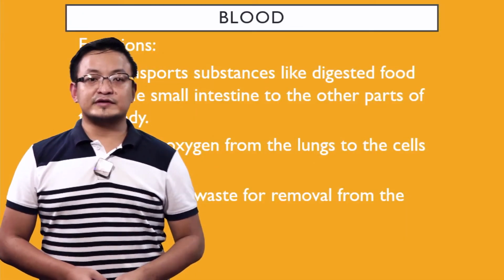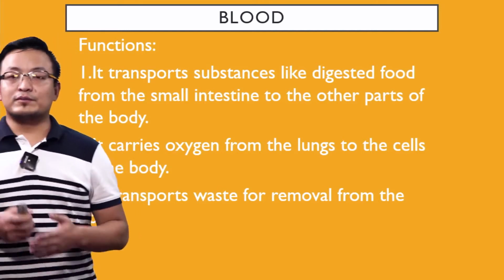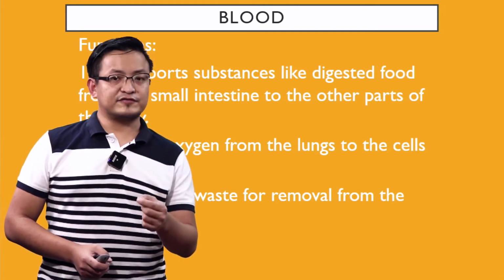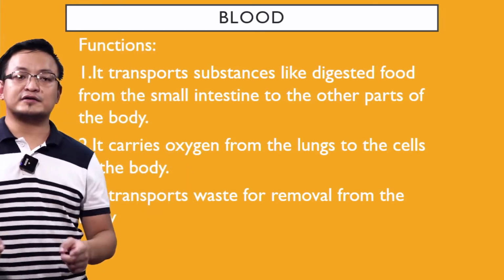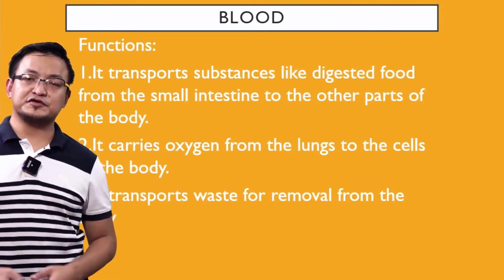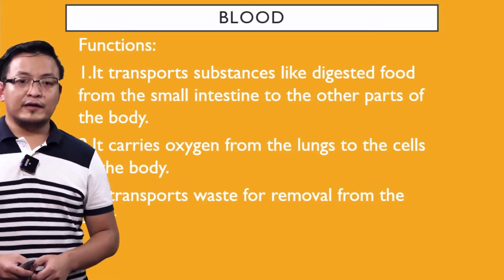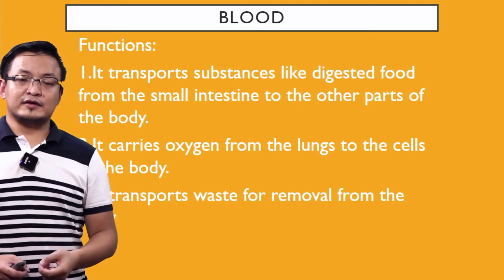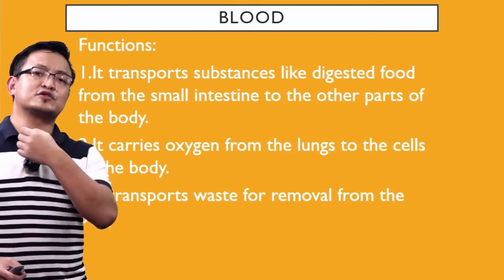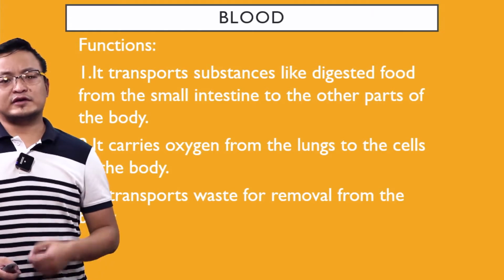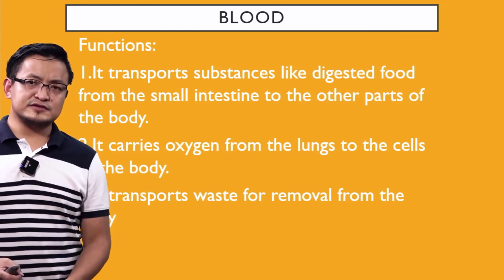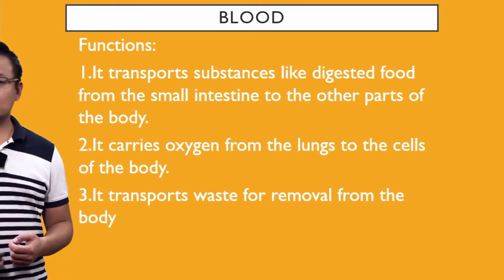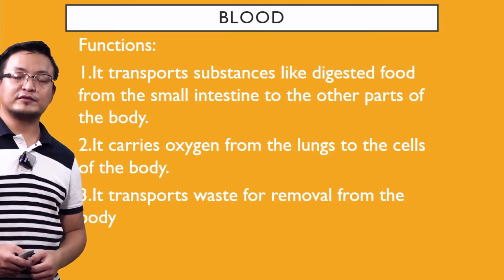So students, these are the functions of blood. Blood transports substances like digested food from the small intestine to all the other parts of the body. Now, the oxygen that we inhale is stored in the lungs, right? So it carries oxygen from the lungs to the cells of the body. Now it transports waste for removal from the body.